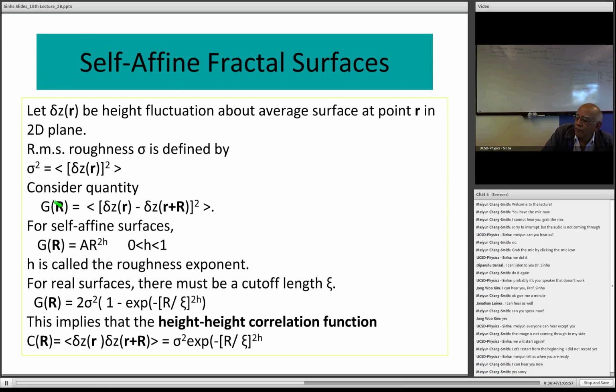Now the algorithm that generates self-affine fractal surfaces is that g of r is postulated to be a power law that goes like some constant times the separation between these 2 points to some exponent, where this h is called the roughness exponent, or the self-affine fractal exponent, and is a number between 0 and 1. And notice that this goes like 2h because there's a square in here.